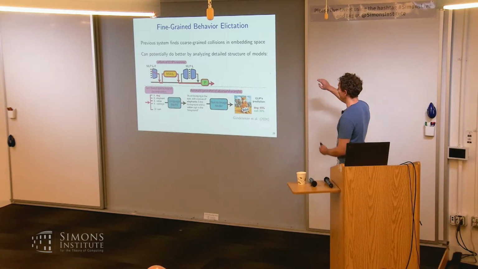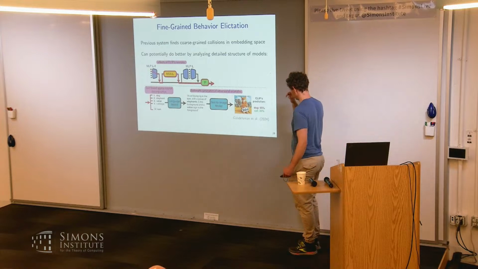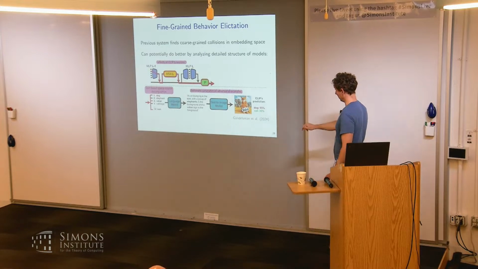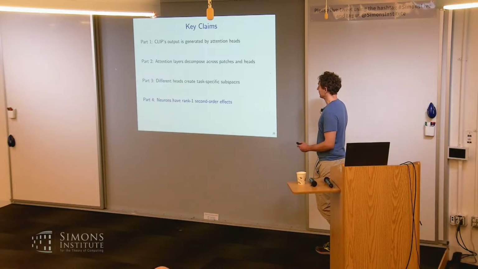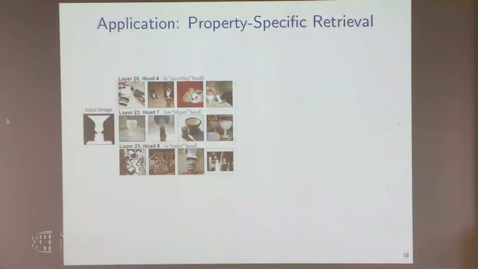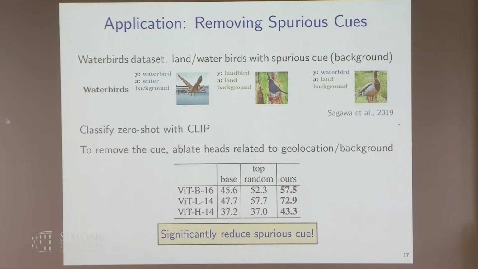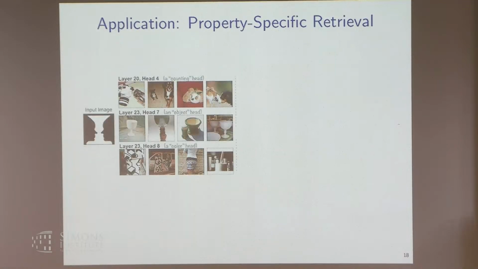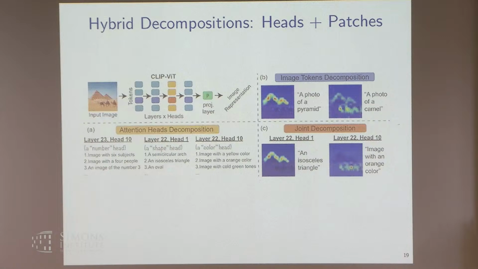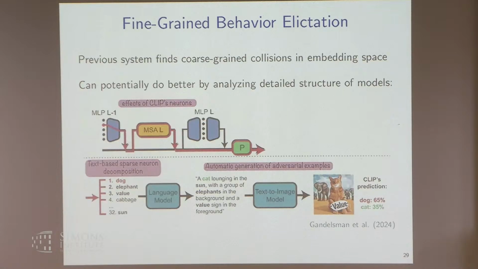Okay, I want to move on to this part of the talk. So maybe I'll move forward. One thing you might want to do is, this is giving some very coarse-grained stuff, like these heads do some specific thing like geographic or counting or objects. We might want something much more fine-grained.